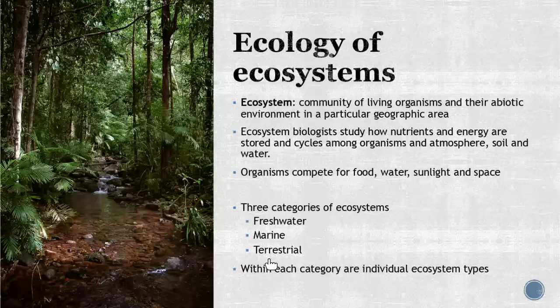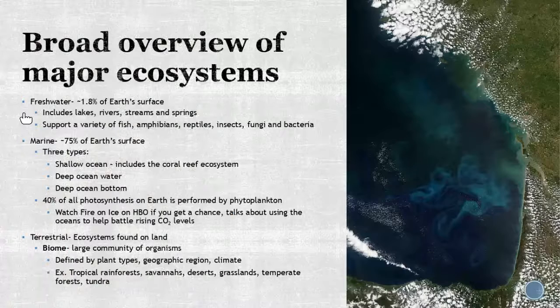So here's a little bit more about the broad overview of our ecosystem. So the first one was your freshwater. So about 1.8% of the Earth's surface is just composed of fresh water. This is going to include your lakes, your rivers, your streams, and your springs. And there is a lot of life that actually depends on this and lives in this and uses it for many things, including a lot of fish, your amphibians, reptiles, insects, fungi, and quite a lot of bacteria.